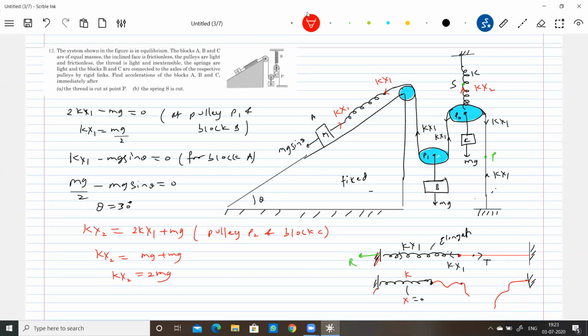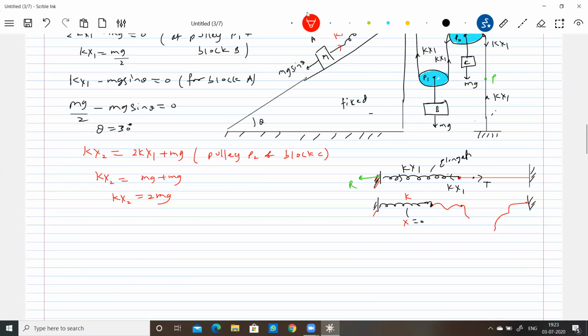All the symbols are used, no? P is there, P1, P2. Spring S1 I'll call it. So what is the condition I should write? When the string at point P is cut, what will happen to the spring force in spring S1? It will vanish. Then what will happen to block A? It will only experience its weight component, no? mg sin theta. So then what is the acceleration of block A? It should be equal to g sin theta, just acceleration down the incline.